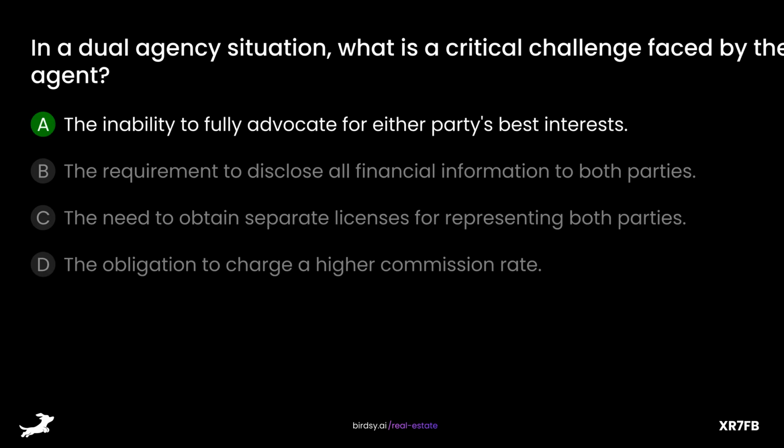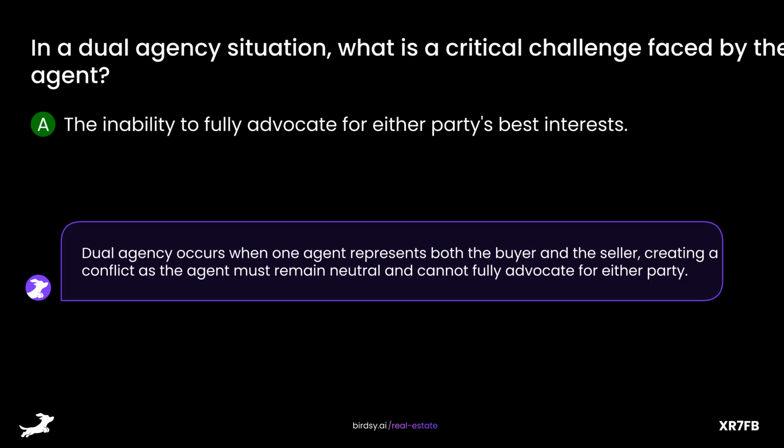The answer is A, the inability to fully advocate for either party's best interests. Dual agency occurs when one agent represents both the buyer and the seller, creating a conflict as the agent must remain neutral and cannot fully advocate for either party.